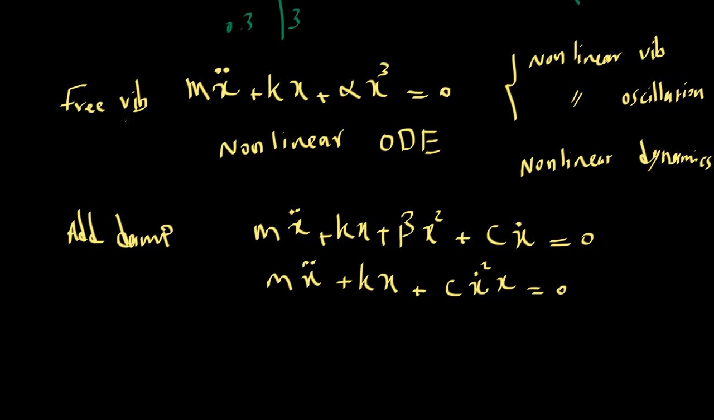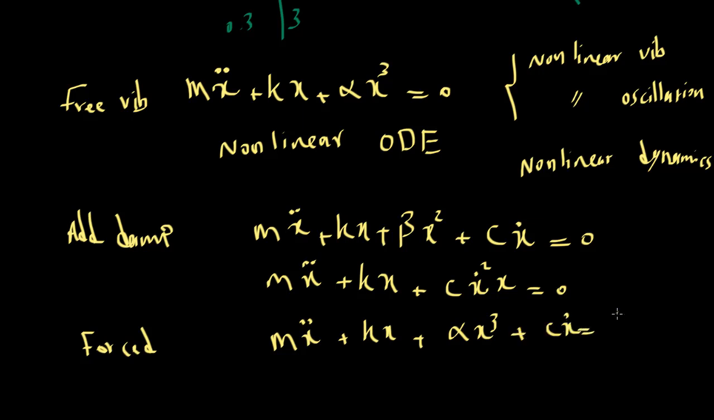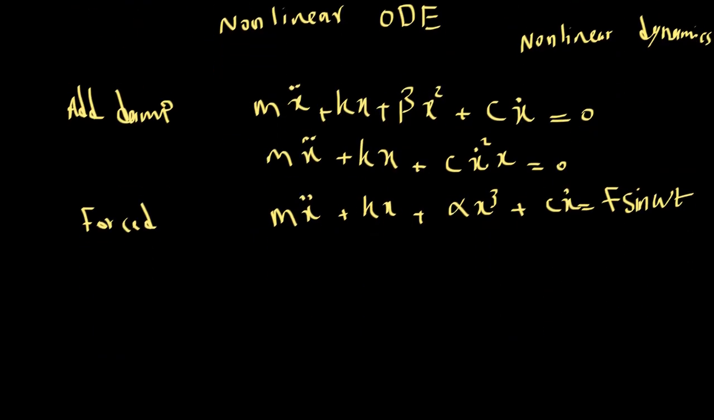So start from free vibration, add damping, and you can guess the next logical step here is forced vibration for nonlinear systems. So m x double dot plus k x plus, let's say, alpha x cubed plus a damping term, let's say a linear damping term, is equal to F sine omega t. Or this force could be a nonlinear function of x. That's actually one of the equations that I deal with in my research.